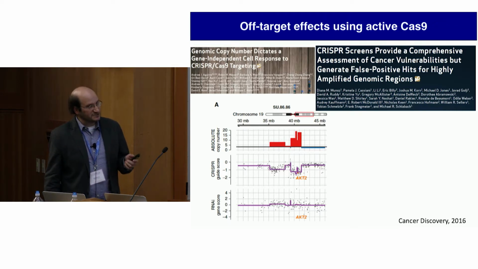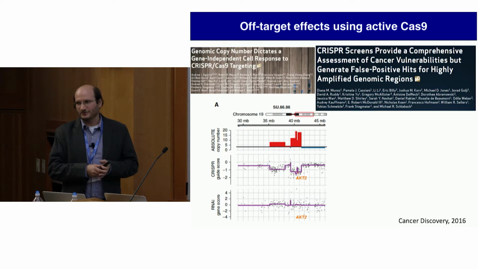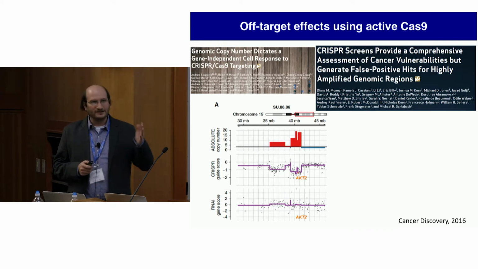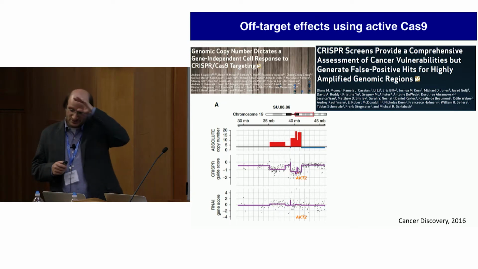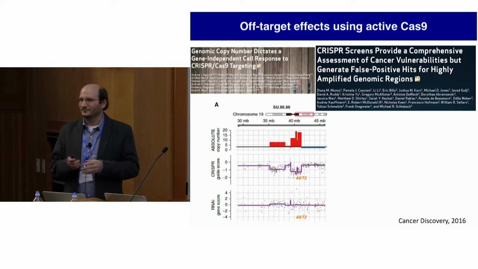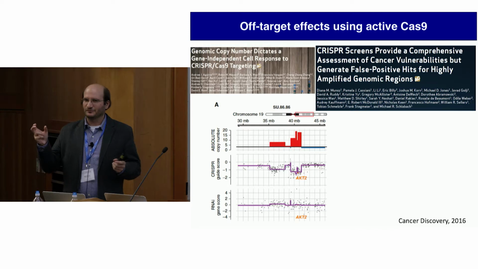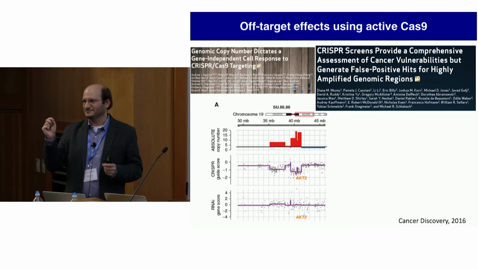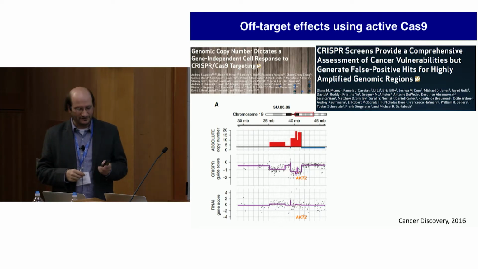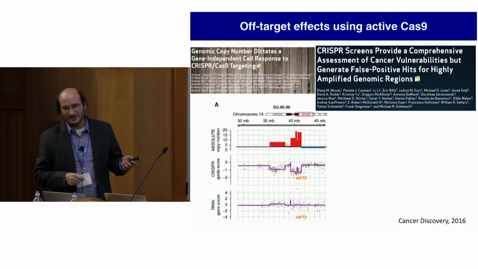So this is especially important given that many of us are using these highly amplified and messed up cancer cell lines to do our work in. In K562 cells, for example, the BCR-ABL locus is massively amplified. It's critical for growth. It turns out if you put a guide RNA in between the amplified genes, you can actually still see massive cell death. So this is something that needs to be kept in mind when you're doing these screens.